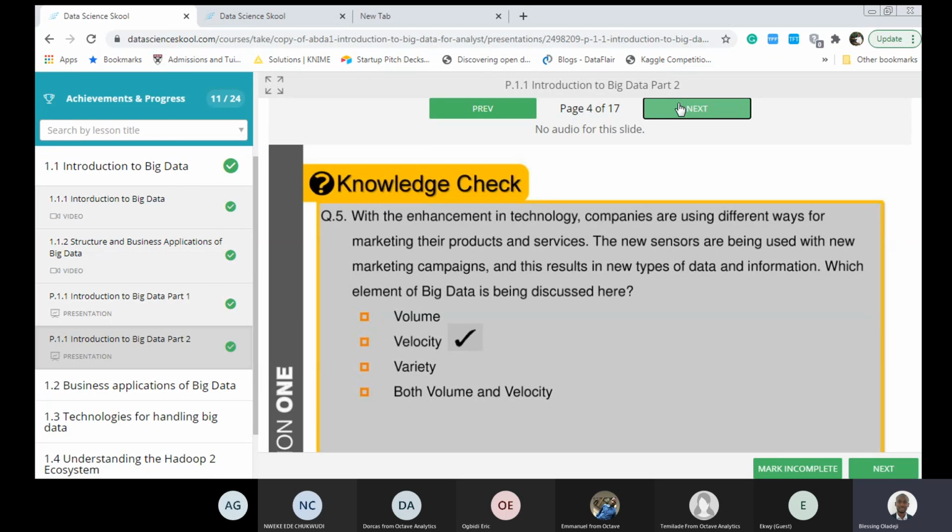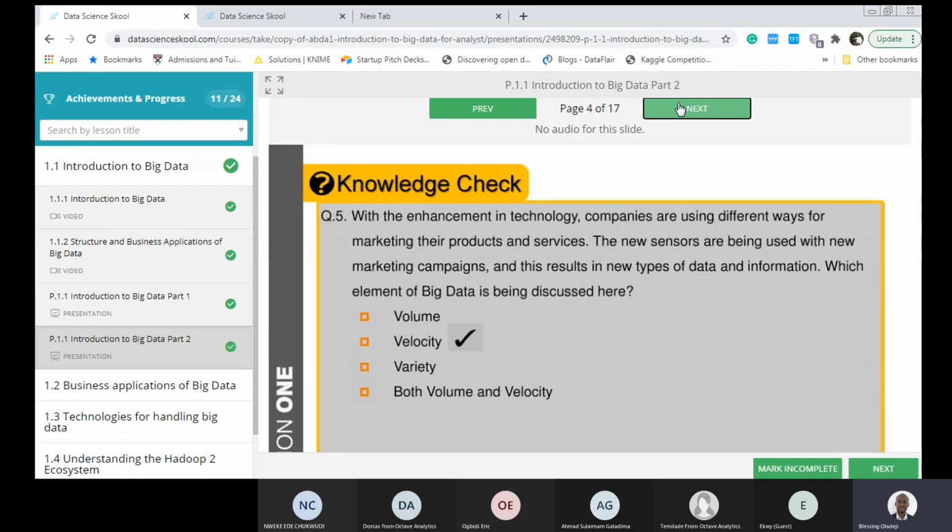Now back to our question. With enhancement in technology, companies are now using different ways for marketing their product and their services. The sensors are being used with new marketing campaigns, and this results in new types of data and information. So the question is, which element of big data is being discussed here?